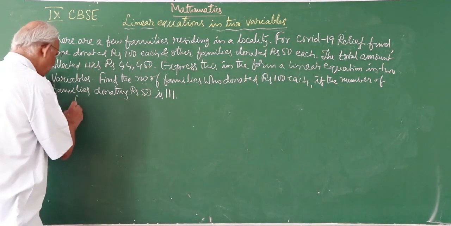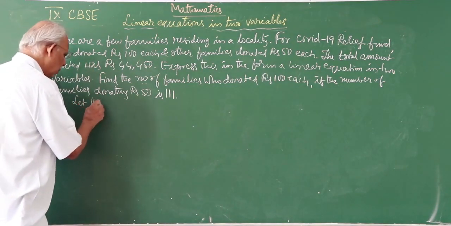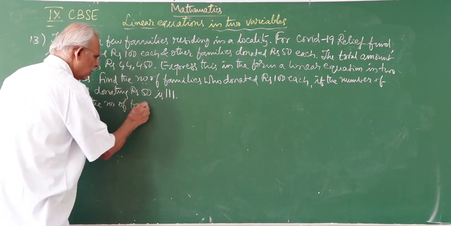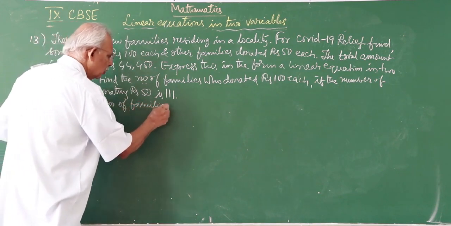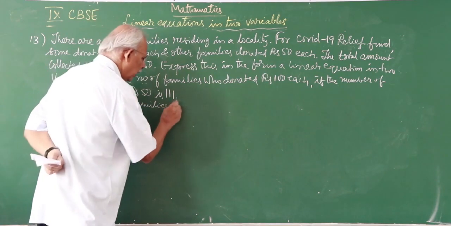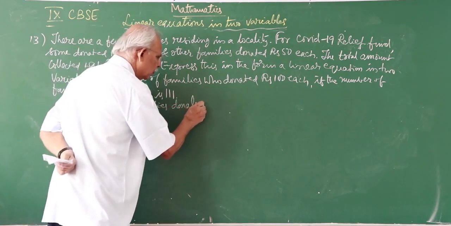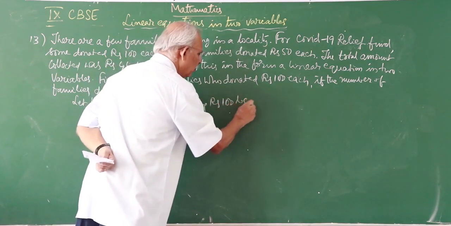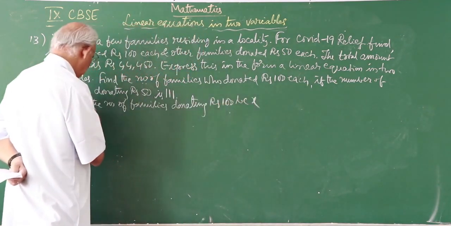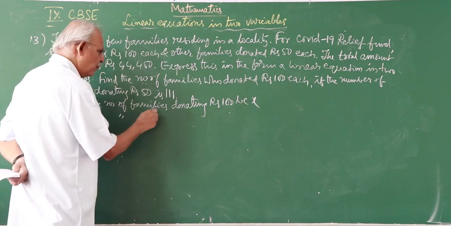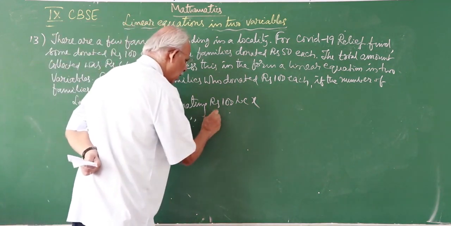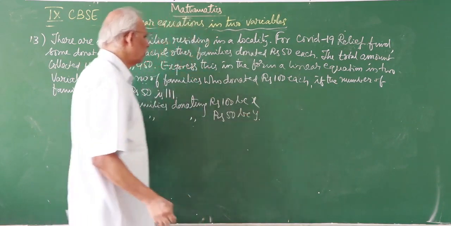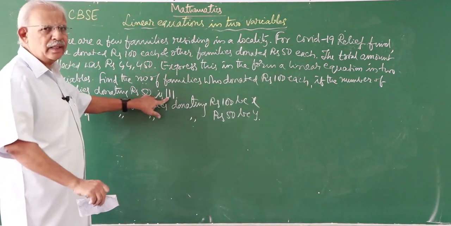Let the number of families donating rupees 100 be X and the number of families donating rupees 50 be Y. Afterwards, you are going to find this.